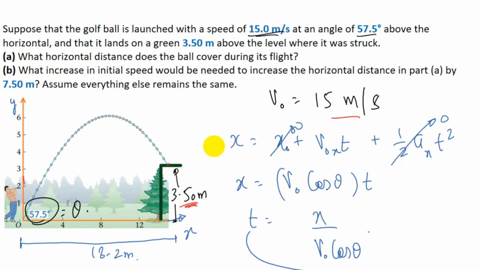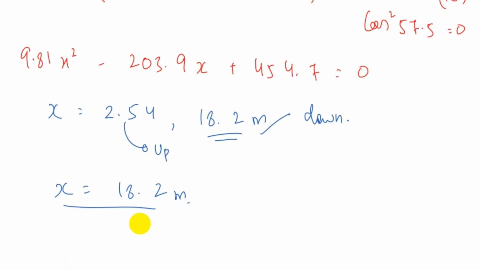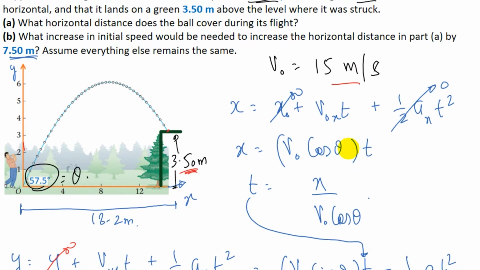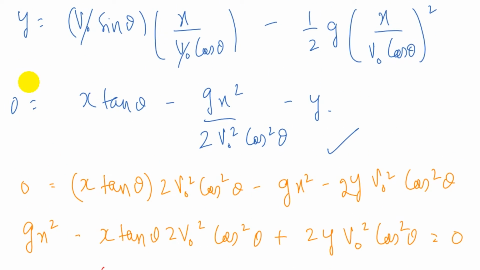Now next, in the B part, we need to find the increase in initial speed that would be needed if the horizontal distance in part A increases by 7.50 meter. So if this value increases by 7.5 meter, then what would be the increase in the initial speed? So for that, use this equation. So I'm just copying it and then pasting it below.